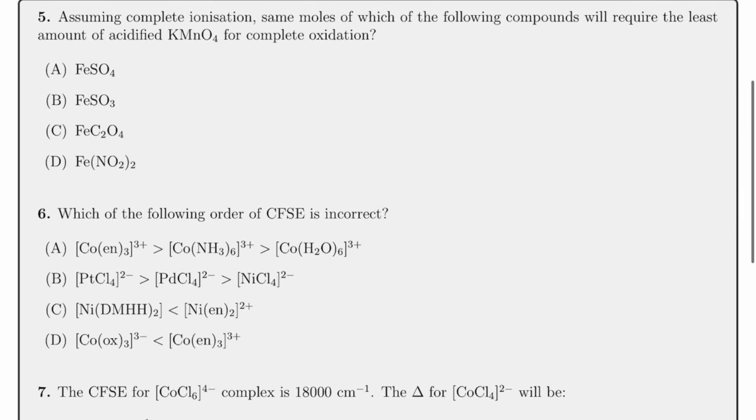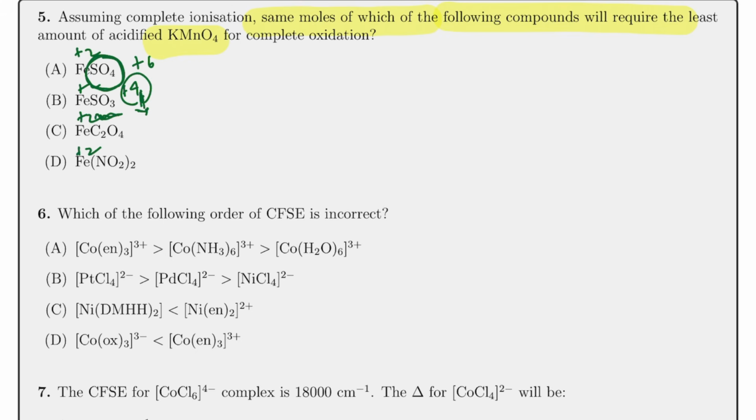Based on that you have to mark the right option from A, B, C, D. Similarly over here, this was asked in JEE Mains: for KMnO4 and for the same moles of which of the following compounds will require the least amount of KMnO4. What's more important here is you will find Fe to be +2, and over here you will find the oxidation state of sulfur to be +6, whereas over here it is not +6, it is decreasing, you can say to be +4.